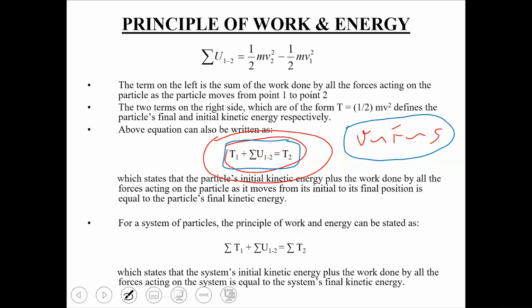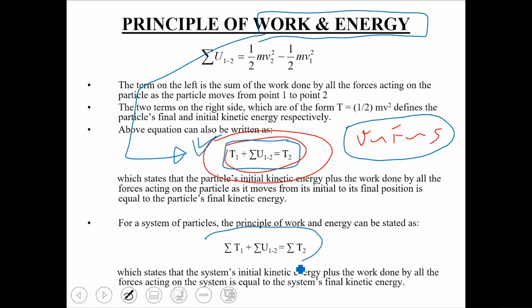So this is the principle of work and energy, which states that the initial kinetic energy of a particle plus the work done by various forces in moving that particle from position 1 to position 2 should be equal to the final kinetic energy of the particle. Now this principle of work and energy is applicable to a single particle, or it can be applied to a system of particles as well. By a system of particles I mean you have two particles connected with ropes and pulleys. So you can apply this principle on that overall system as well.